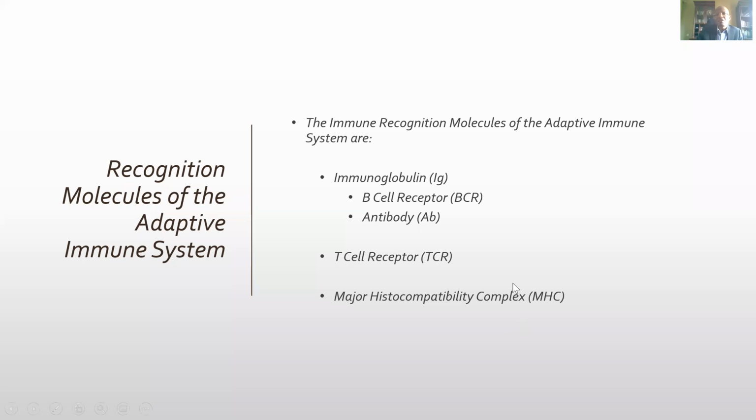When that recognition occurs, this T cell will be converted into an activated T cell, which is able to do certain things. One of them is to produce cytokines and chemokines. The other is another arm of the T cells, turned into cytotoxic T cells, which can go and directly destroy the cells bearing these antigens.